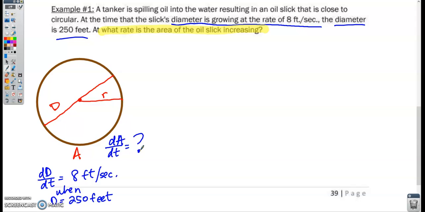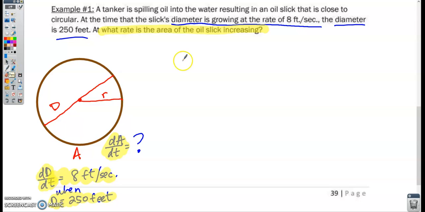Okay. So let's look at what we've got going on here in this situation, because now we're going to try and write an equation that relates the variables appropriately. We know dD/dt, and we know the diameter, and we're looking for dA/dt. So we want a formula that relates the area and the diameter of this circle.